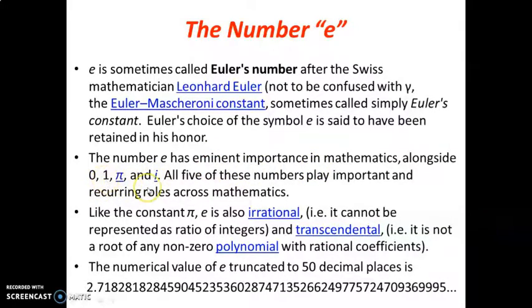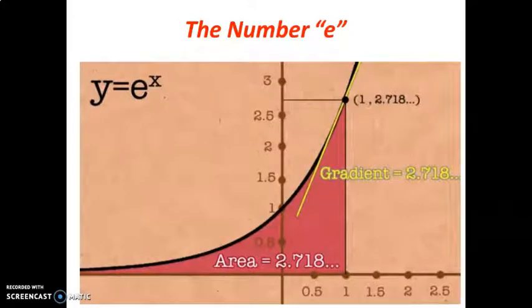Okay, these are all very key numbers, some of them rational, some irrational. Like the constant pi, e is an irrational number, i.e. it cannot be represented as a ratio of integers, and it is transcendental, which means it is not a root of any non-zero polynomial with rational coefficients. And the numerical value of e written to 50 decimal places is this. And of course, as it is irrational, it goes on forever with no patterns in the decimals. Okay, so again, that tells us a little about the history, but doesn't tell us why it's important.